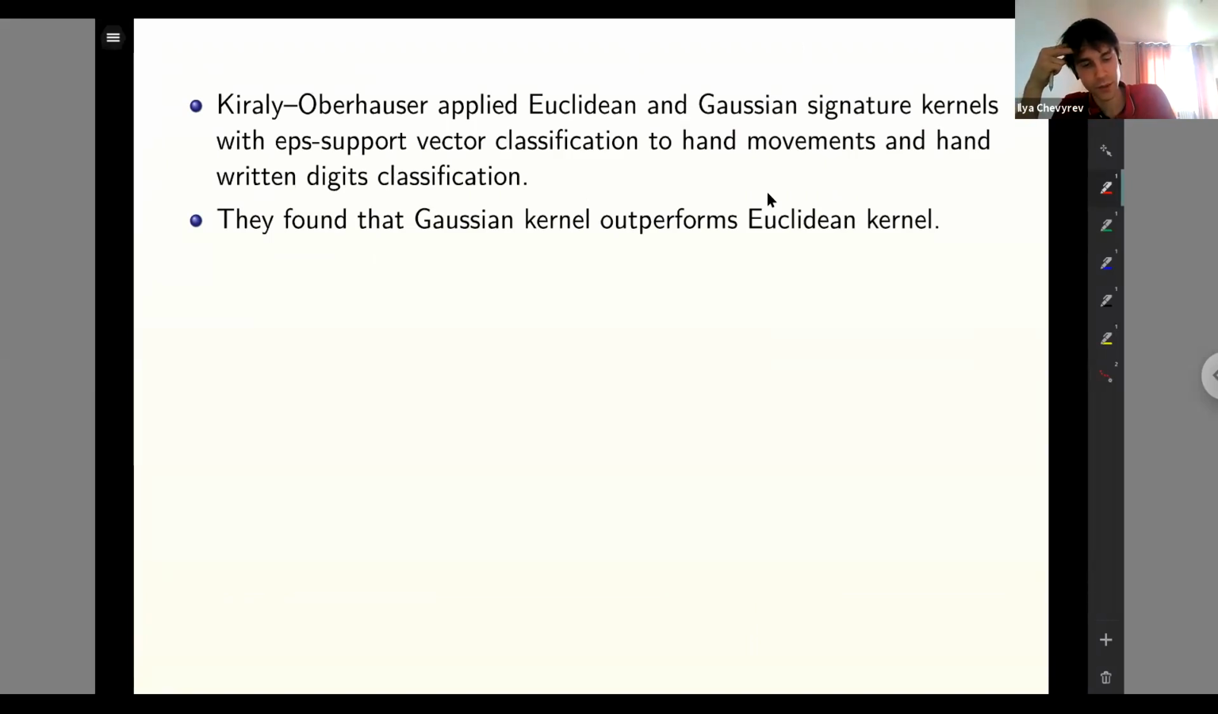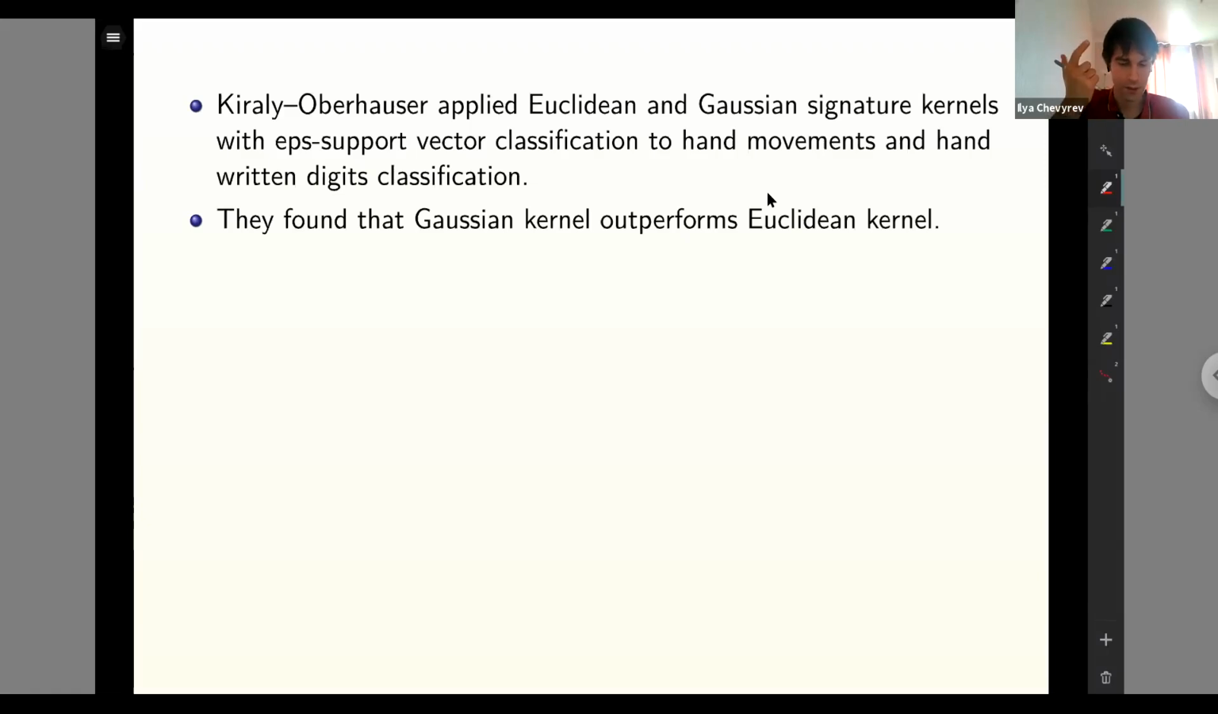The motivation of Karel and Oberhauser for this was that they wanted to apply this to classification problems. So they looked at both the Euclidean and Gaussian signature kernels. The Euclidean one is the very first one that I presented, when the classical signature is used in an inner product. And then they compared it to this more exotic one where the paths actually take values in infinite dimensional spaces by using a Gaussian kernel. They looked at a support vector classifier and applied it to hand movement and hand digits classification.